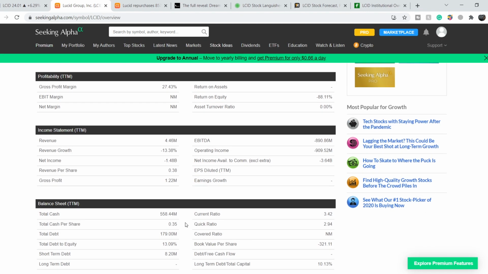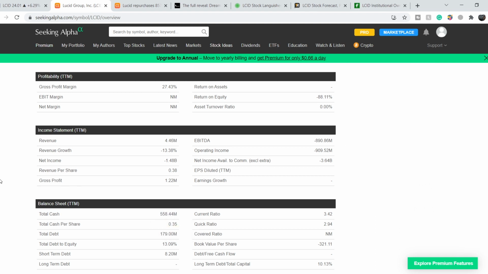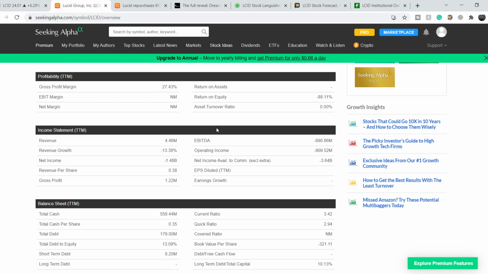And the only number that we can rely on is their total cash position, and it is not the $558.44 million. It is more than $4.4 billion. And I will show you in a minute when this company will raise the capital. But let's continue with the recent news.